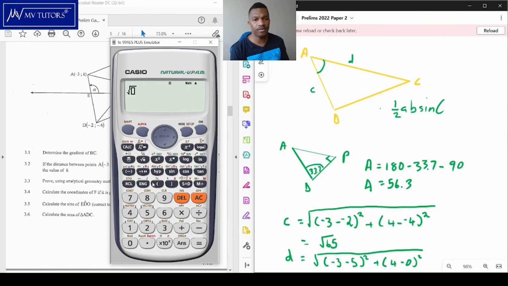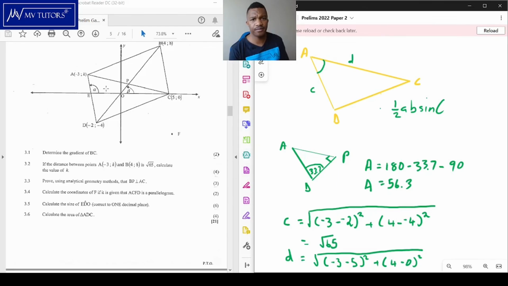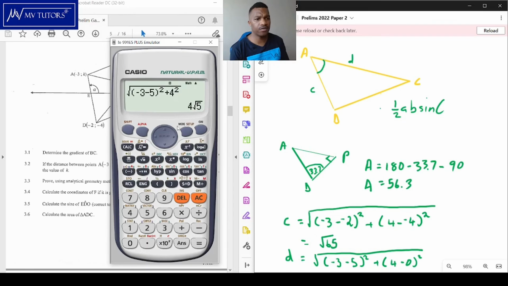Square root of (negative 3 minus 5), close that, squared, plus 4 squared, and I get... is it supposed to be 4? No, I think I do. Yeah, because it's 4 minus 0. Oh yeah, 16. 4 squared. Let's try that in decimal. Ooh, doesn't look good. So did I write this correctly?